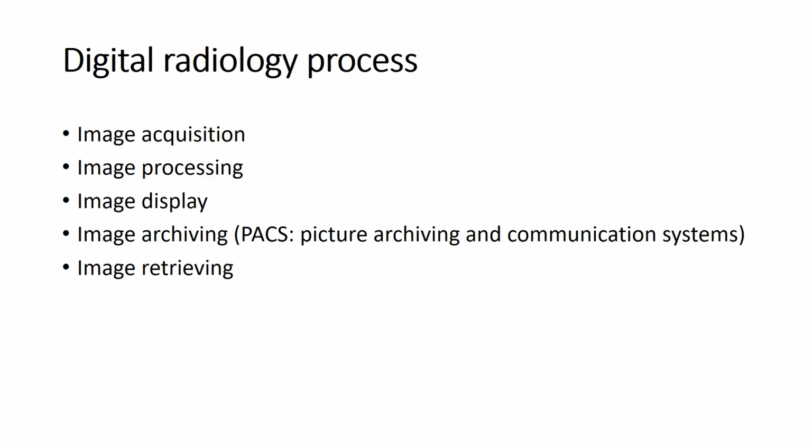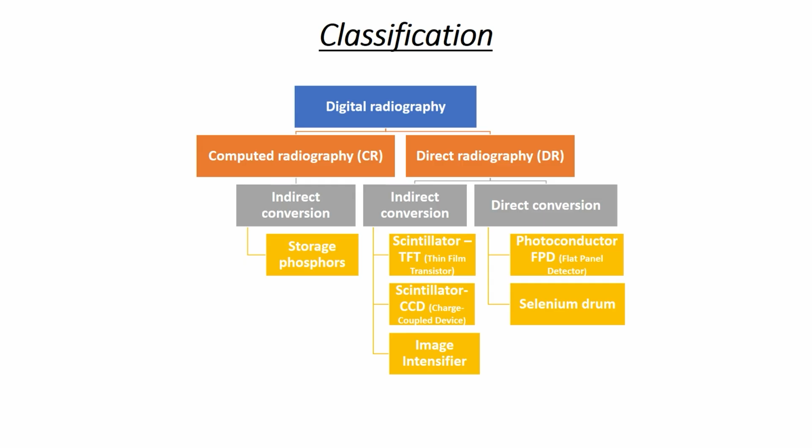So, the digital radiography process has certain steps. Under these steps, the first step is image acquisition, then image processing, then image display on the monitor, afterward image archiving by various types of communication software or systems, and image retrieving. So, these are the radiological processes during digital radiography.